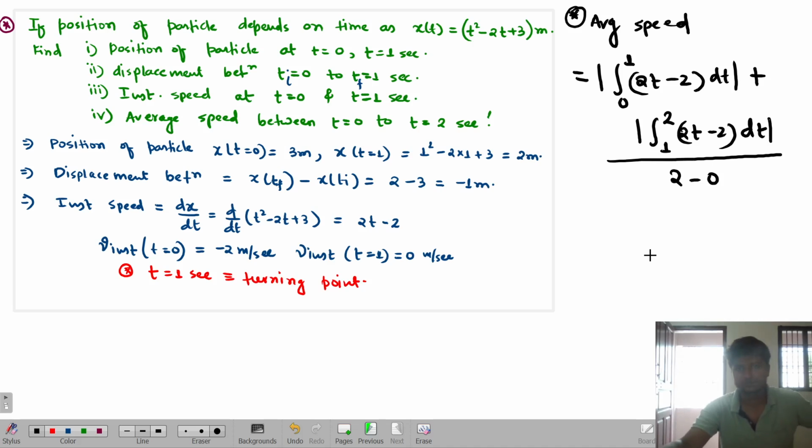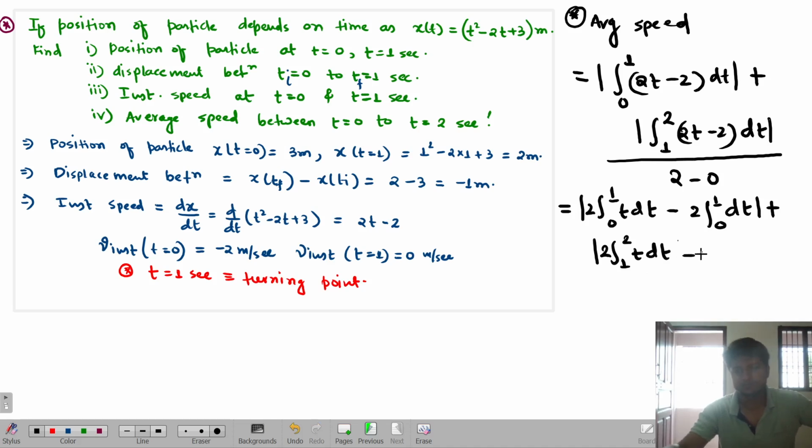Are you able to get me or not? So if you solve this, what will you get? Modulus 0 to 1 2t dt, 2 outside, 0 to 1 t dt, minus 2 outside, 0 to 1 just dt, modulus close, plus, once again you will get the same thing, 1 to 2, 2 outside t dt minus 2 outside 1 to 2 dt, modulus close, divided by 2 minus 0. Can you solve it? Try to solve it. Tell me the answer.